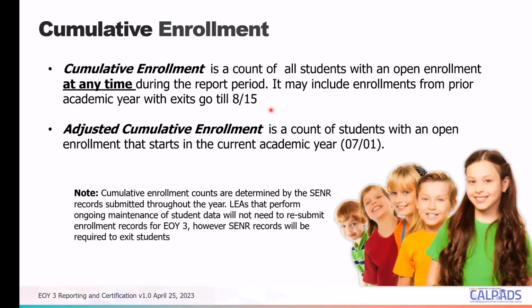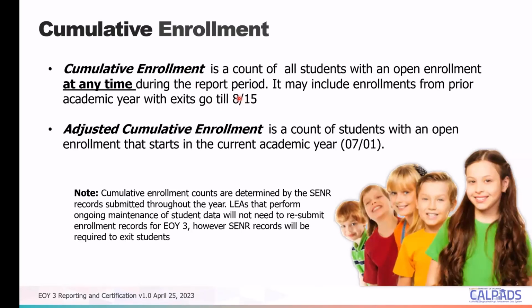So the reporting period for this year is July 1, 2022 to 6/30/2023, right? Any enrollment that overlaps July 1, regardless of whether that enrollment is from last year's academic year or this year's academic year, will be counted as part of your cumulative enrollment. So any enrollment from last year that goes up to 8/15 will be included.